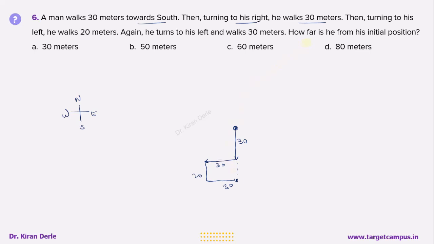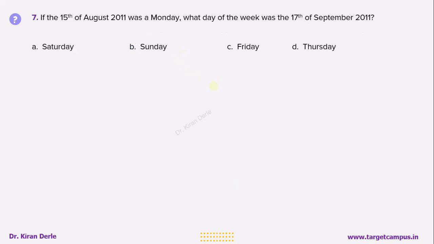How far is he from his initial position? So from the initial position to this position, this 30 plus this 20 is 50 meters. That's it, right? Okay. If the 15th August 2011 was a Monday, what day of the week was 17th September 2011? Fine. So 15th August was Monday.